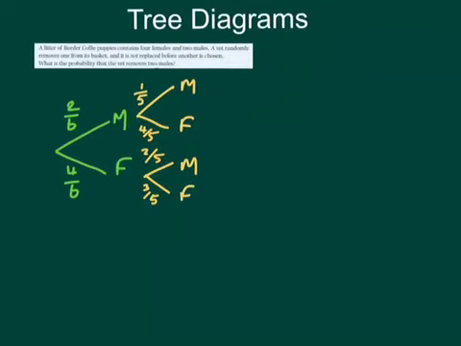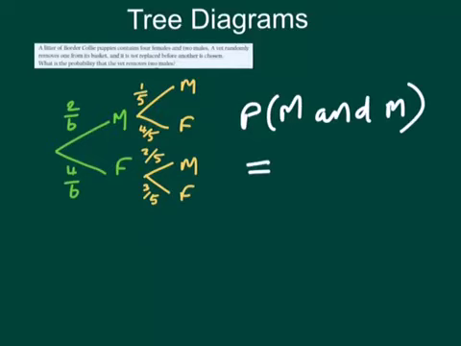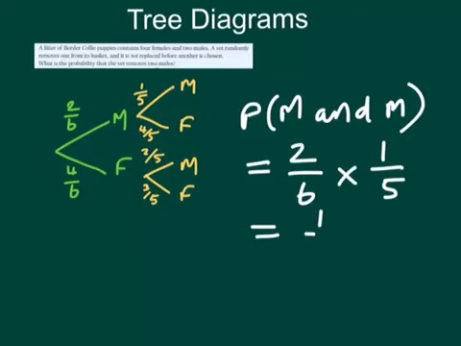The question asks us the probability of getting 2 males, which means we want to follow the branch that's got male and then male, which is the top branch up here. And it's an AND probability, so it's a multiplication. So we're going to do the probability of male and male, and that will be equal to 2/6 times 1/5, which is equal to 1/15.